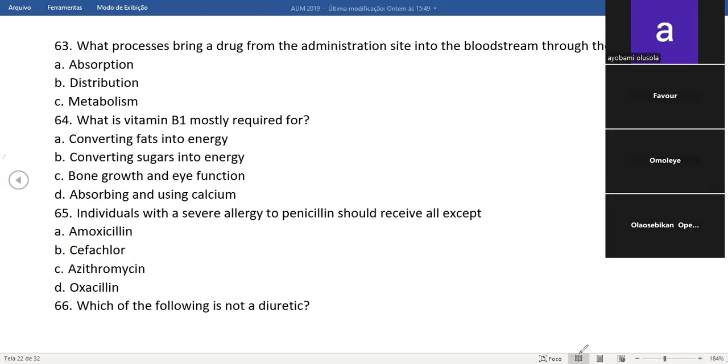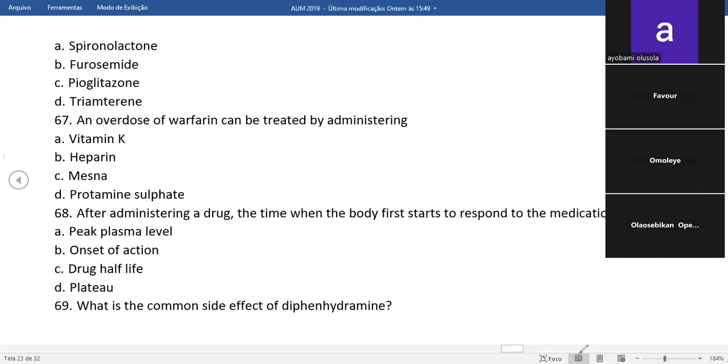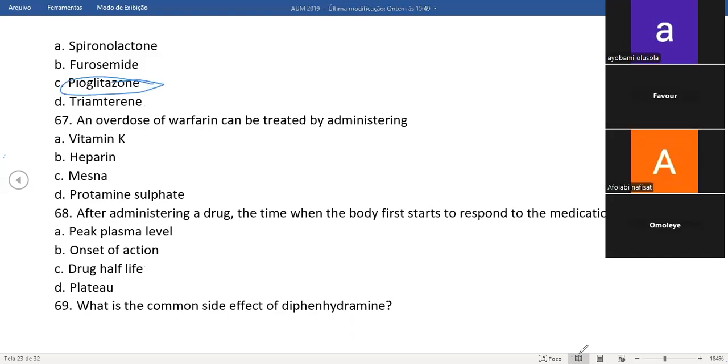Which of the following is not a diuretic? What's the answer? Pioglitazone. It is a thiazolidinedione, an anti-diabetic. Overdose of warfarin can be treated by administering vitamin K. We have answered this before.